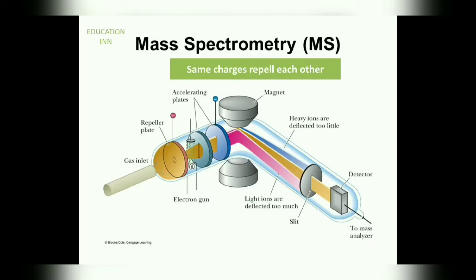Same charges always repel each other. It means that two positive charges will repel each other and two negative charges will repel each other. But positive and negative charges always attract each other. This is the positive plate, the repeller, which has positive charge, and this is the accelerating plates, which have negative charge. This is the positive ion created in between them. Since it has positive charge, the positive repeller plate will repel it towards the accelerating plates.